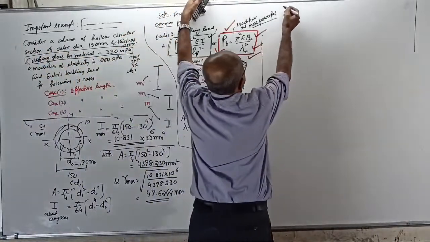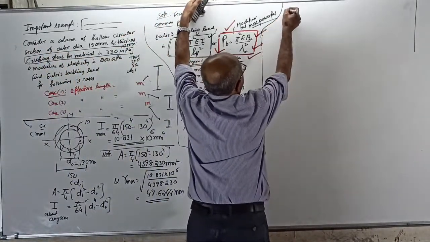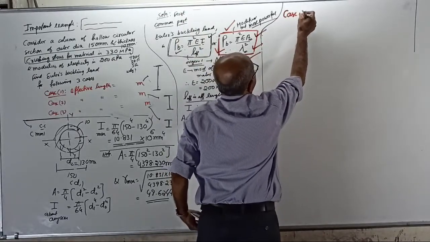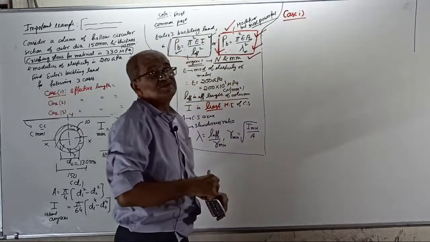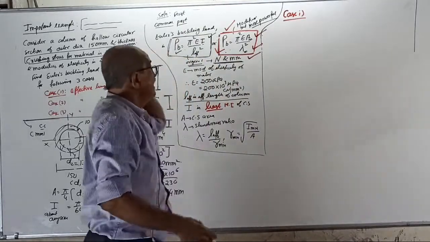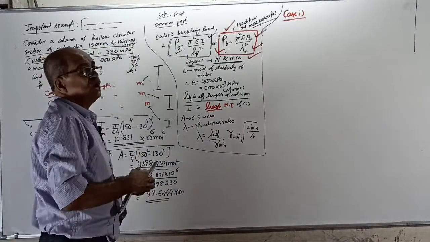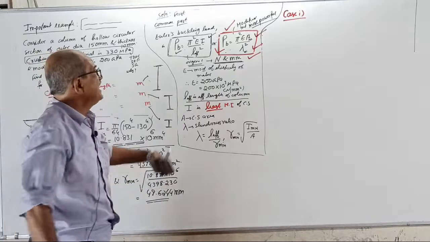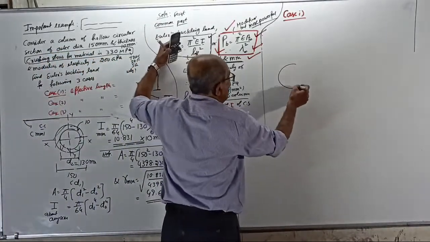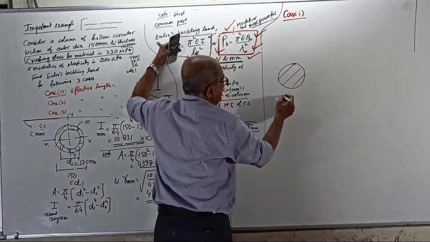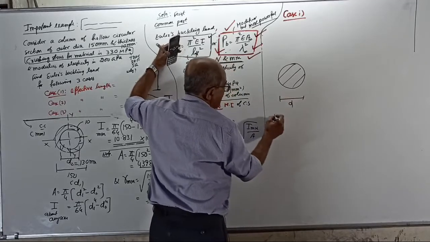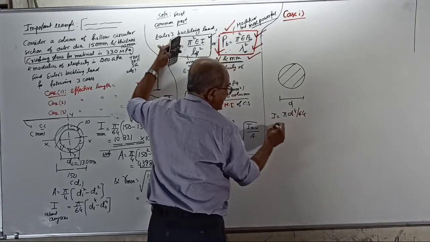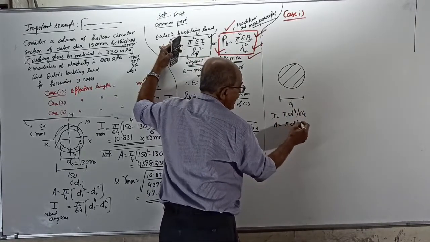Now, start. Case 1. I will solve one by one. Case 1. Just one important question to ask those who are concept based. If the column is a solid circular section, what is R minimum? Anybody can tell? If the column is solid circular section of diameter D, then I equals pi d power 4 by 64, and A equals pi d square by 4.